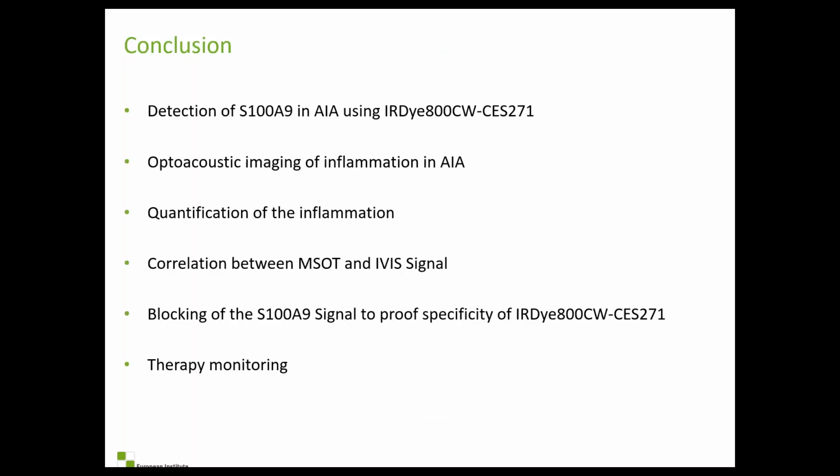To summarize everything, we were able to detect SRI9 in the antigen-induced arthritis using our tracer IRDye 800 CW. We were able to do optoacoustic imaging of the inflammation. We could also quantify the inflammation, and we were able to see a correlation between MSOT and IVA signal. And the blocking of the S109 signal proved the specific binding of our tracer. Furthermore, we could also do monitoring of the therapy over time.